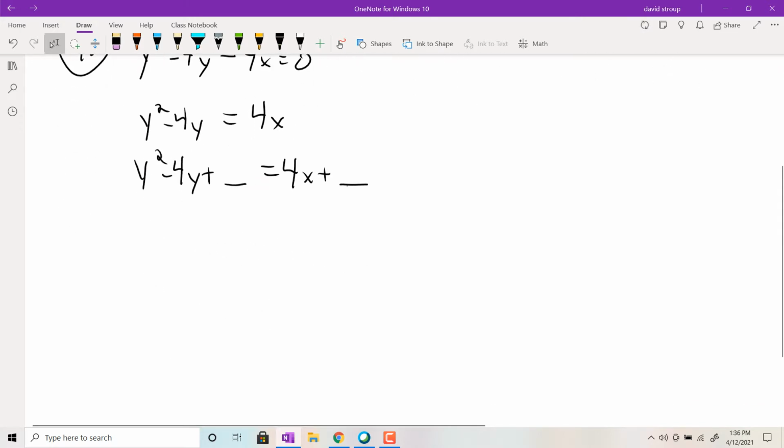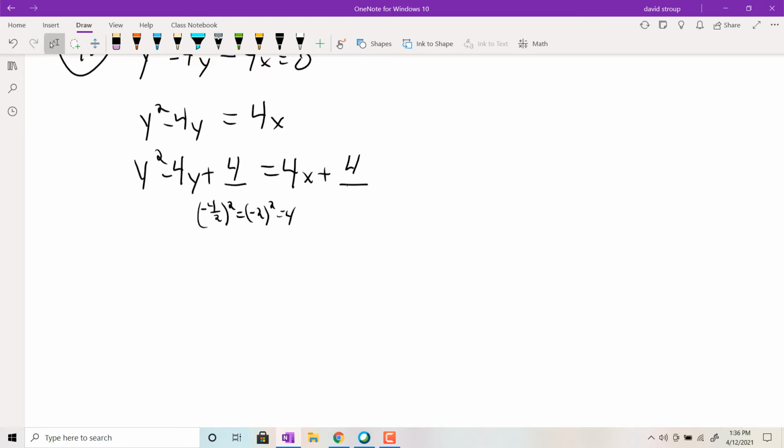So I'll put in negative 4 over 2, square it, and that'll be the thing that I use to complete the square. So negative 2 squared is 4, so I add 4 in on both sides. Okay. And then on the left, just go ahead and factor it. On the right, factor that as well, so you have a leading coefficient of 1 on the x. And now we're in the appropriate form. So the vertex you can read off of this formula. It'll just be at negative 1, 2.